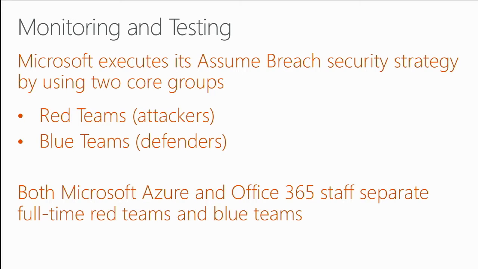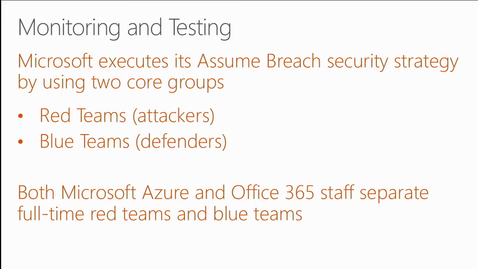The way we execute assume breach is we've got two teams. We've got the red team. Those are the bad guys, if you will. They're the ones trying to hack into the system. And then we've got the blue teams, the good guys, who are there to defend against and basically catch the red team or stop the red team from doing things. Both Azure and Office 365 staff red and blue teams. They're separate teams, so Azure has their own and Office 365 has their own.